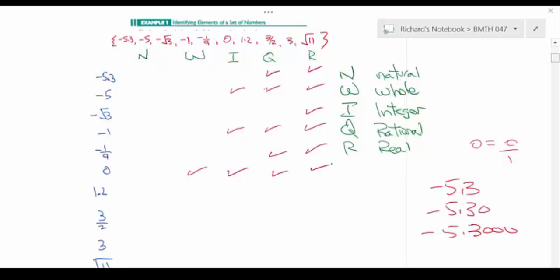It's a real number. 1.2. Well, it's a decimal. The decimal number is rational. It's a rational number and a real number. 3/2, it's a fraction. It's a rational number and a real number. The number 3, well, this is the first number that we've come to that's actually a natural number. And it's also a whole number and an integer and a rational number and a real number. Square root of 11, square root of a prime number, it's irrational. So the only thing it is is a real number.